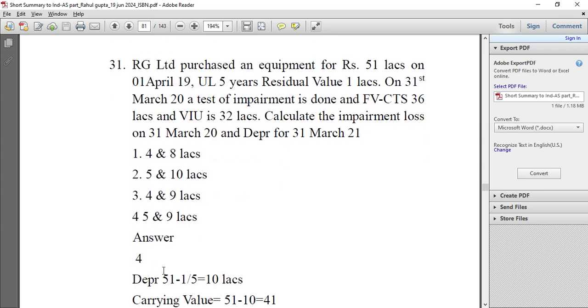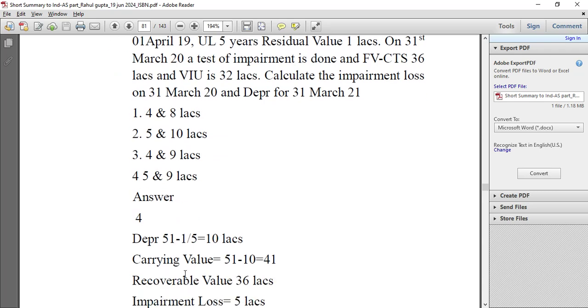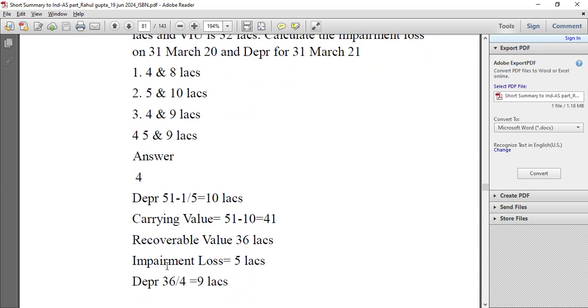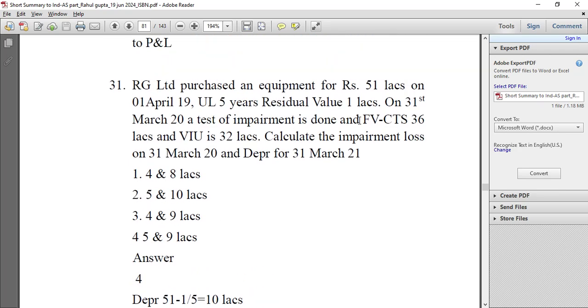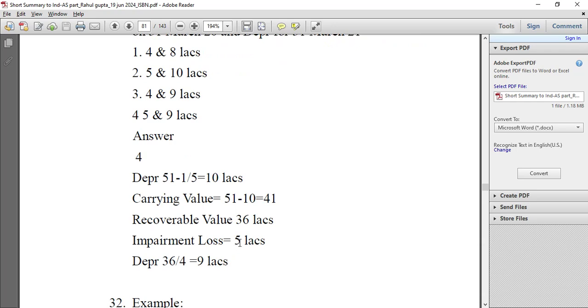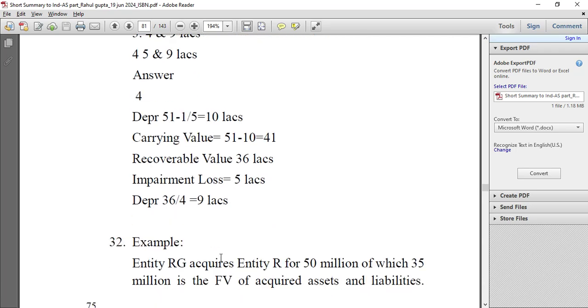Answer: depreciation is 51 minus 1 divided by 5, 10 lakhs. Carrying value is 51 minus 10, 41 lakhs. Recoverable value is 36 lakhs. How did we get 36 lakhs? Fair value less cost to sell is 36 lakhs and value in use is 32 lakhs. Higher of the two is 36 lakhs, carrying value is 41 lakhs, and recoverable value is 36 lakhs. Hence 5 lakhs is the impairment loss. And depreciation for the future year is 36 lakhs divided by 4, that is 9 lakhs. So 5 and 9 lakhs is the answer.